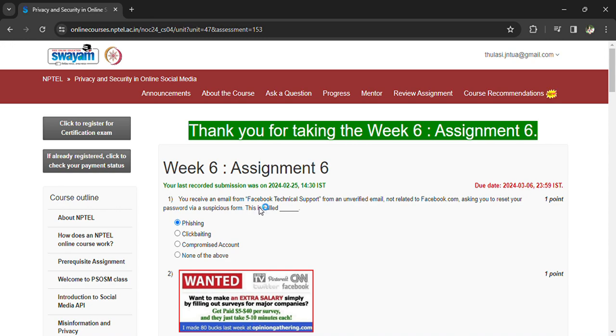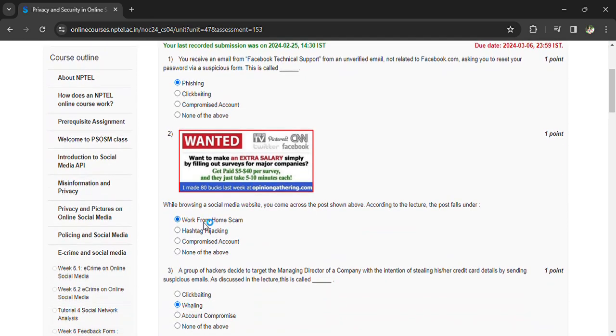You receive an email from Facebook technical support from an unverified email not related to facebook.com, asking you to reset your password via a suspicious form. This is called phishing. And here we have a message about extra salary. While browsing on a social media website, you come across the post shown above. According to the lecture, this post falls under work from home scam.